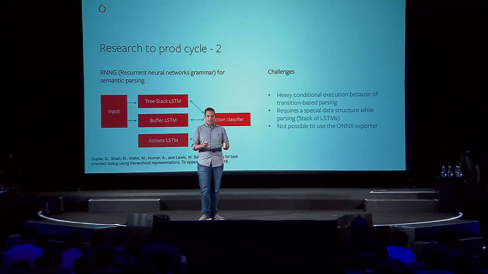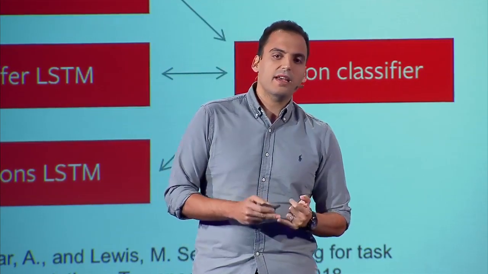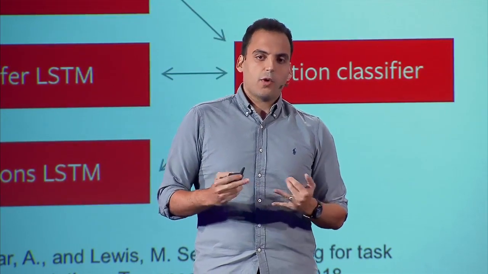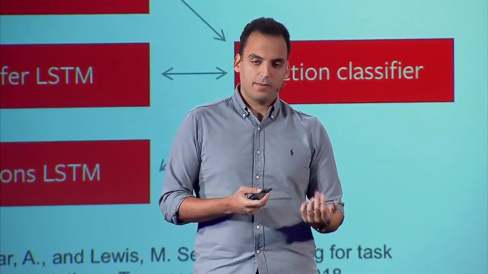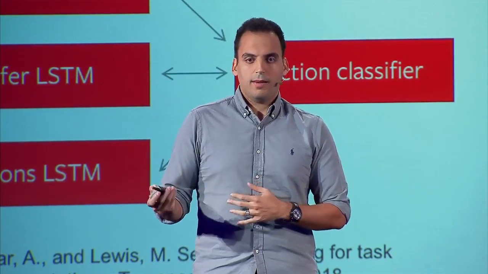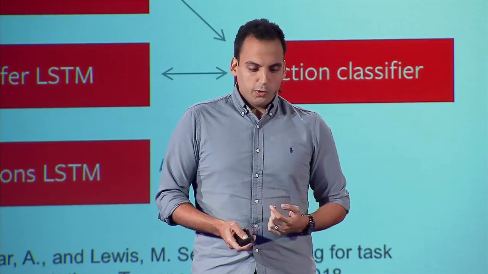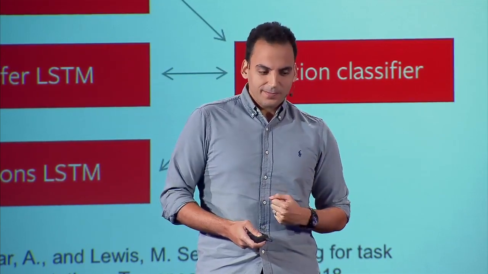As you can imagine from the structure of this model, it's not easy to use ONNX for this. The issue is that it has very heavy conditional execution. And the second is it requires a custom data structure, like stacks, with push and pop semantics. So the solution for that was using the PyTorch C++ API that Peter just announced.